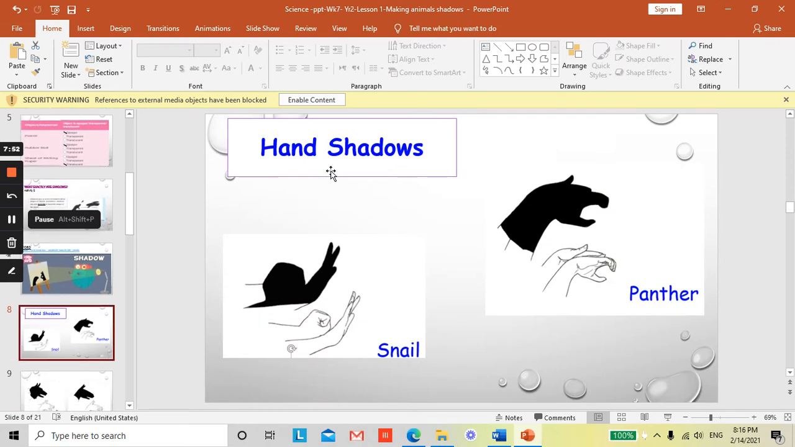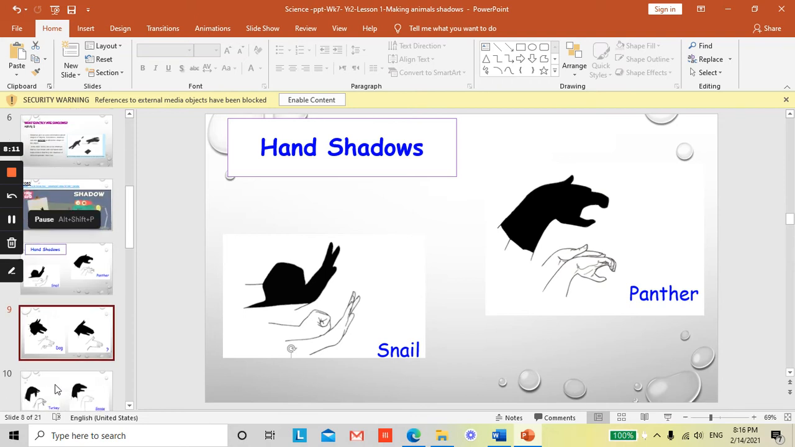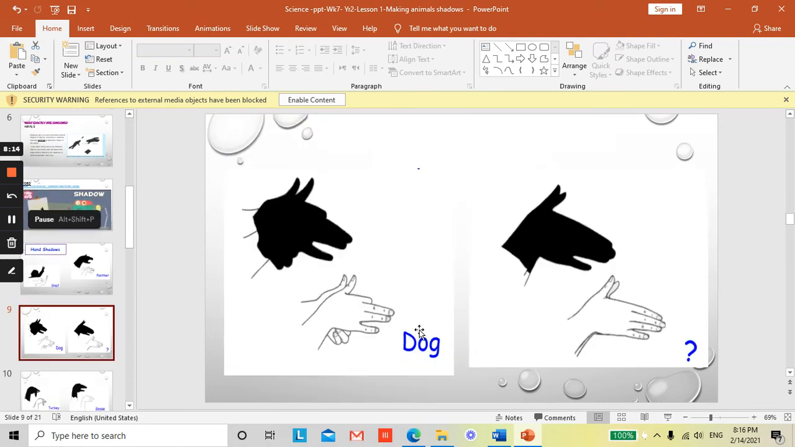Hand shadows. We have the snail. This looks like the snail, but here is the hand. We have the snail shadow. We have the panther shadow. Here are the hands of someone, and this looks like a panther. We have the dog shadow. See, it's someone's hand, but when you look at the shadow, it looks like a dog. And this is a horse shadow.